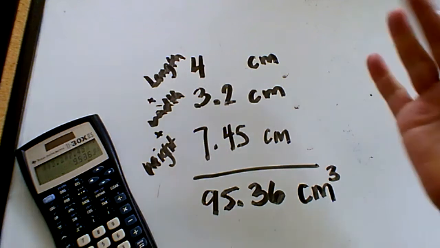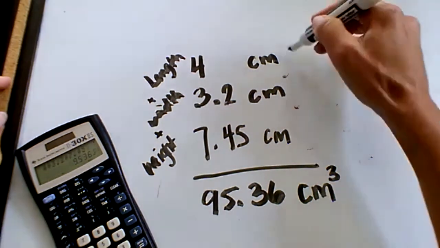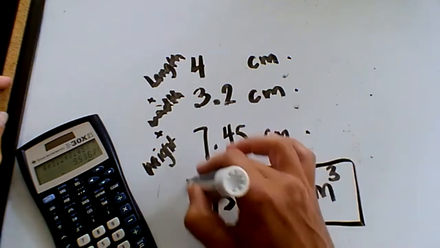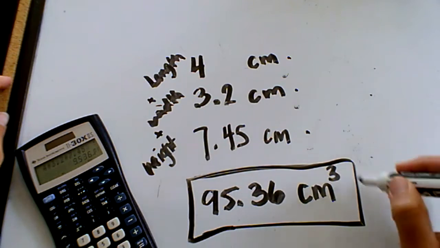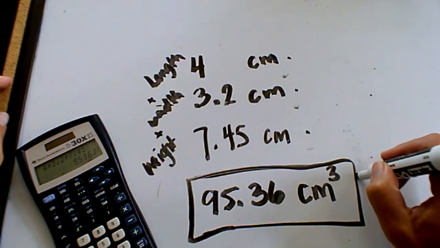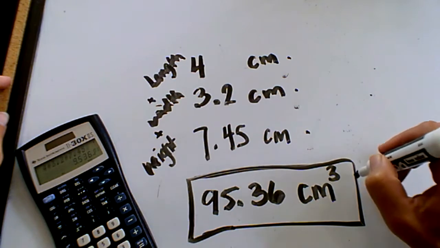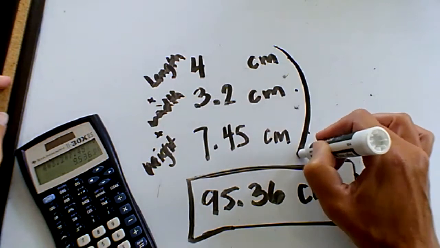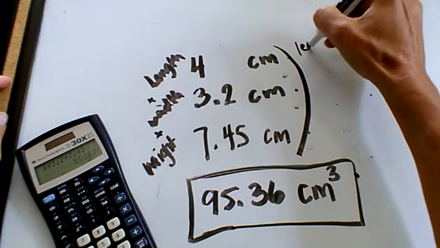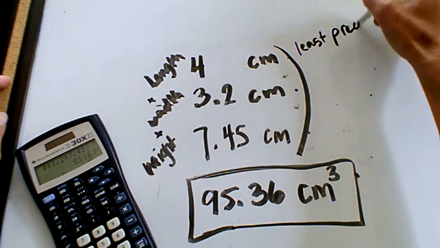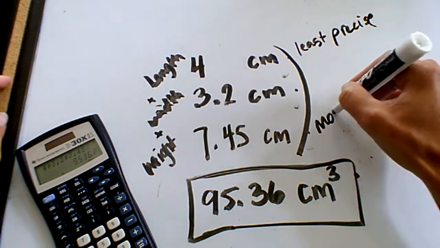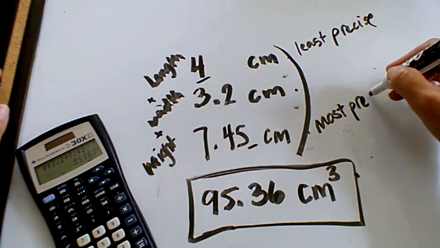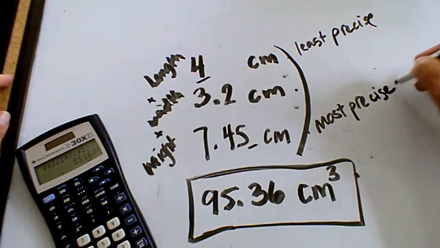Now, here's the point. The point is I've used 3 measured values to obtain another measured value, the result. And this cannot be more precise than the measurement that was the least precise, right? We could see that this is the least precise measurement. We could see that this is the most precise measurement because this stops at the ones place and this goes to the hundredths place, okay?